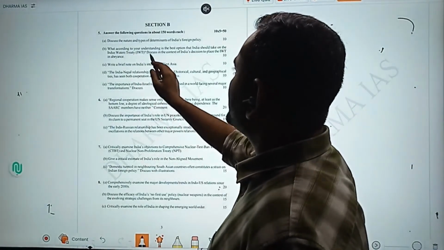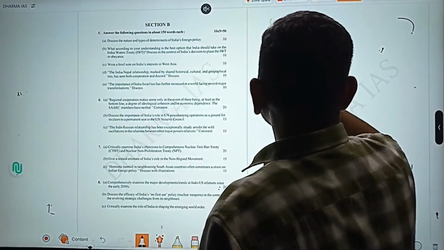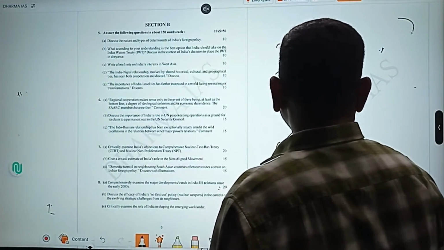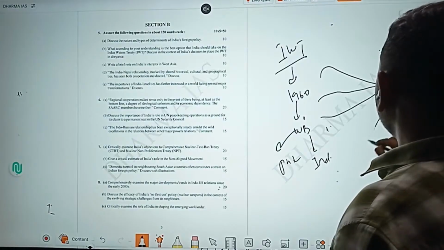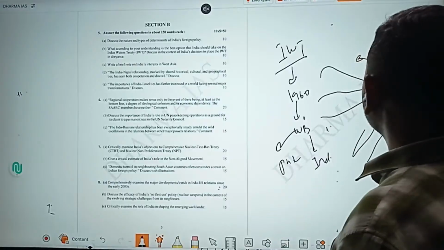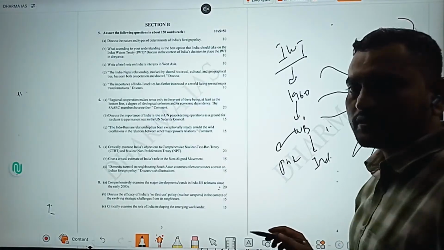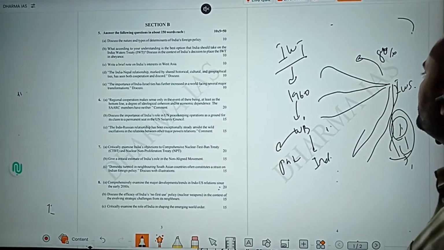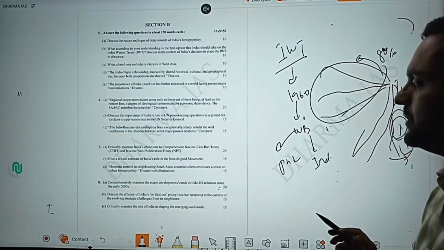Next one is: what, according to your understanding, is the best option that India should take on the Indus Waters Treaty, IWT? You can start with the 1960 World Bank-brokered treaty between Pakistan and India on the sharing of rivers of the Indus water system. The eastern rivers were given to India and the western rivers were given to Pakistan, 80% of the water. That part you can mention. The eastern rivers Sutlej, Ravi, Beas were given to India; Chenab, Indus, Jhelum were given to Pakistan. That is the distribution you can mention.